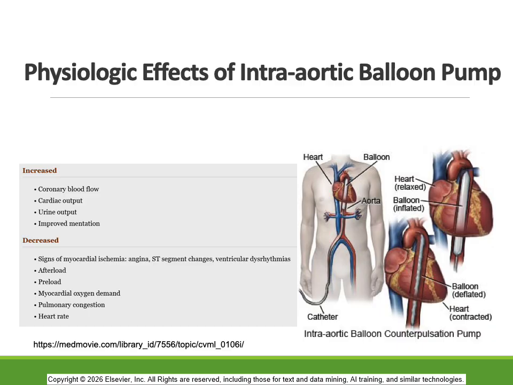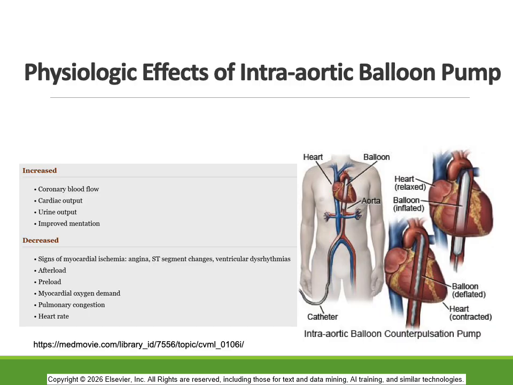A couple things to consider is the balloon catheter position. A complication could be decreased perfusion to the extremity. They can get a clot. They can have complete occlusion. So monitoring distal peripheral vascular assessment is super important.